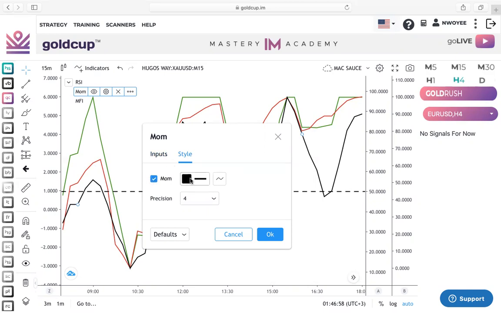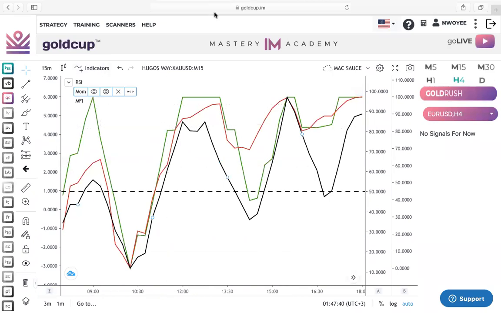Now the next one is the style for the momentum. So the mom is checked and the mom is black, a really dark color. And then precision is 4. Okay, I'll give y'all 5 seconds to put that down. The input, the length was 5, source was close. Style, mom is black, precision is 4. The length was 5, so the RSI was 5. The mom is also 5. All righty. Everybody should have that so far.